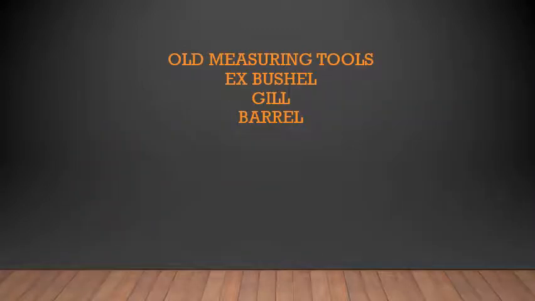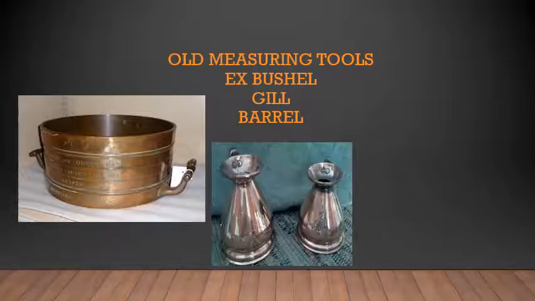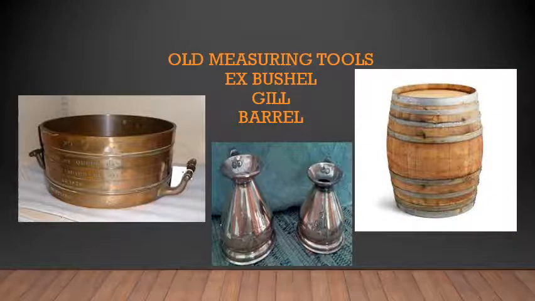Old measuring tools were the bushel. A bushel is like this, and these were used in big houses. Okay, gills were used for measuring kerosene or oil. These were called the gill. Then barrels were used to store water or different liquid things.